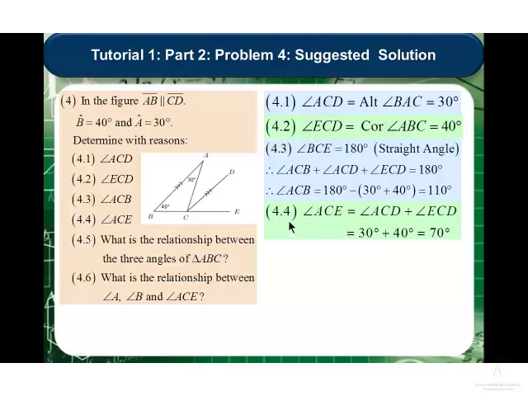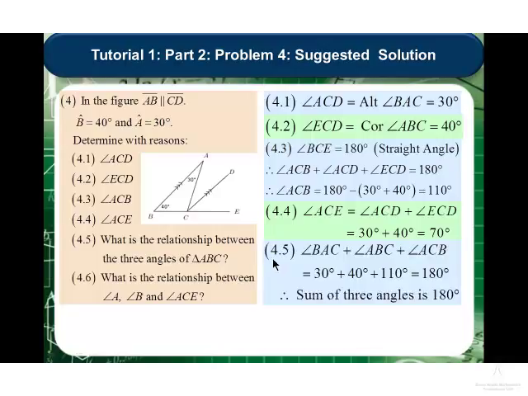In the fourth part, we were asked to find the angle ACE. That is the sum of the two angles ACD and ECD, which we already have from the previous parts of this problem, namely 30 and 40 respectively. If we add them, we get this angle to be 70 degrees.